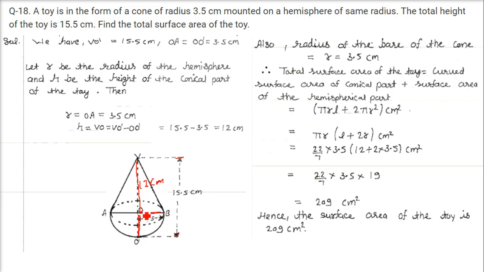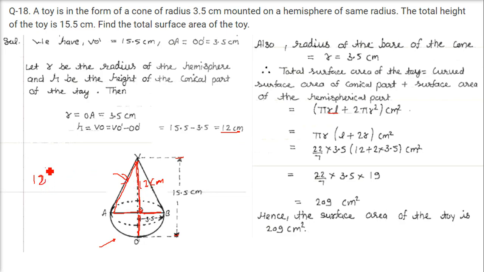And the radius of the cone and the radius of the hemisphere will be the same. Now we have to find out the total surface area of the toy. So it will be the curved surface area of the conical part and the surface area of this hemispherical part. Now there is a change. I just need to change something here, because we need our slant height L. So what we are going to do, this is 12 and this is 3.5. So we'll find out the slant height.